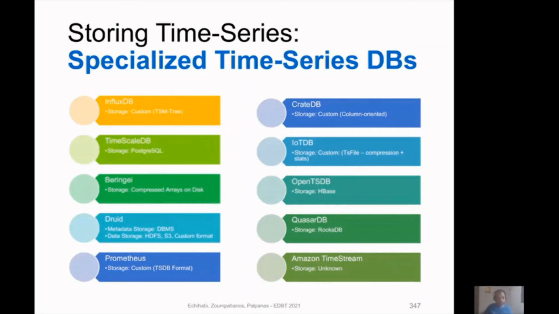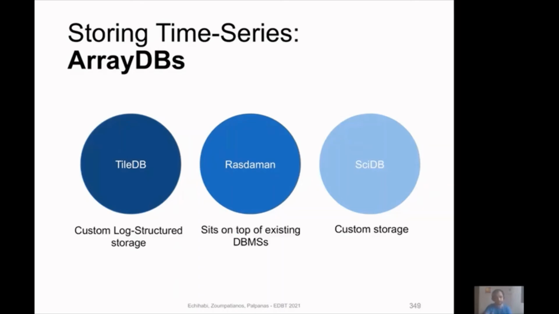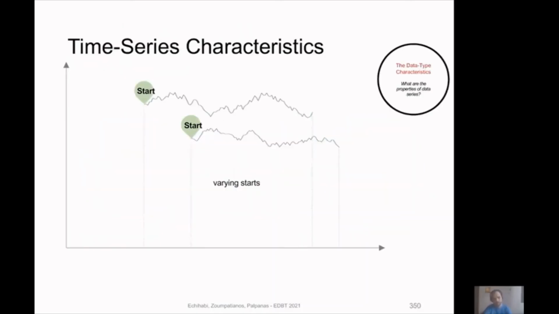And there are also big players that are now starting to implement time series functionalities, such as Amazon Timestream, which still we don't have lots of details on how they're storing data. Now, another option for storing time series is array databases. Those include systems like TileDB, Rasdaman, and SciDB. Now, TileDB uses a custom log structured storage format. Rasdaman sits on top of existing database management systems, and SciDB has a completely custom storage layout.